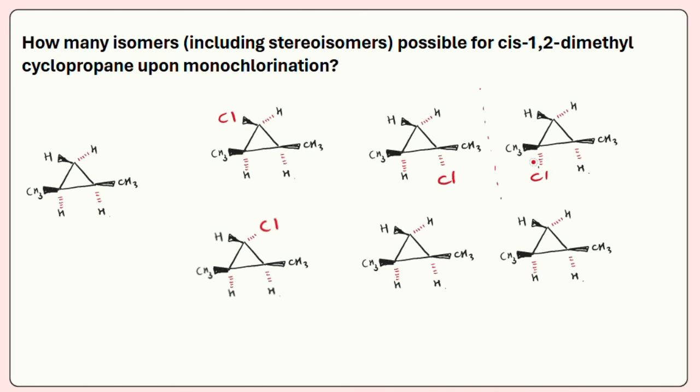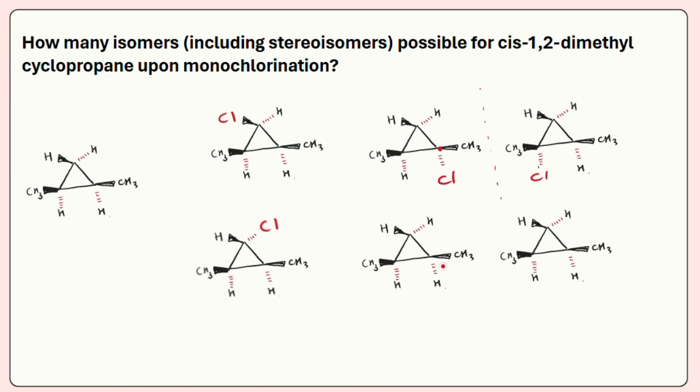One more thing: you can always do R and S configuration also. See, for example, for this carbon, if you want to do R and S configuration, let's assume if it is R, then this will be S. And if this is S, then this will be R. So that shows that they are enantiomers, right? So that is the reason.